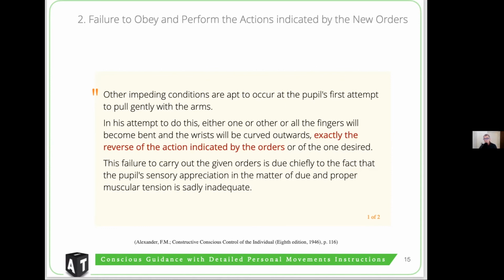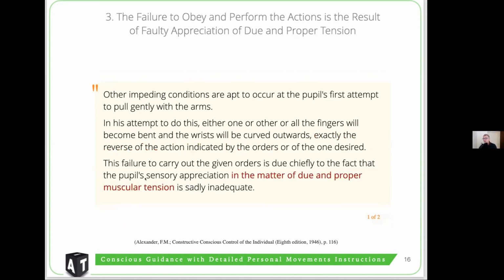And that will make the last part a bit more tangible. Alexander is saying that the failure to carry out the given orders is due chiefly to the fact that the pupil's sensory appreciation in the matter of due and proper muscular tension is sadly inadequate. It's necessary to revisit this statement. Why is the pupil failing? What is the cause of the failure?